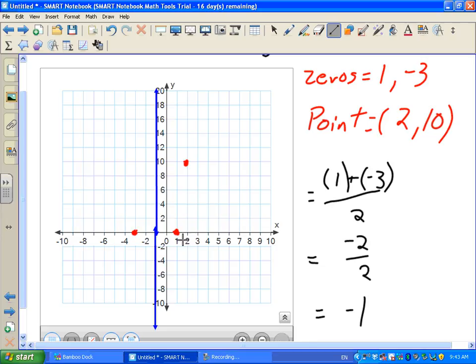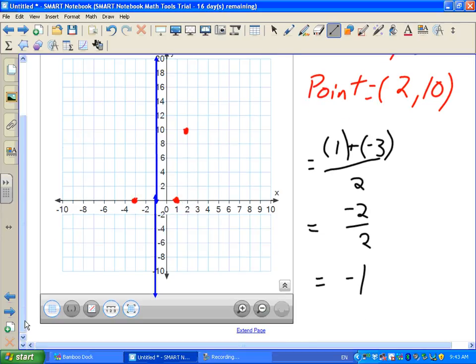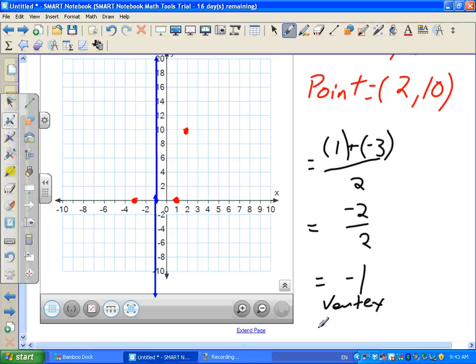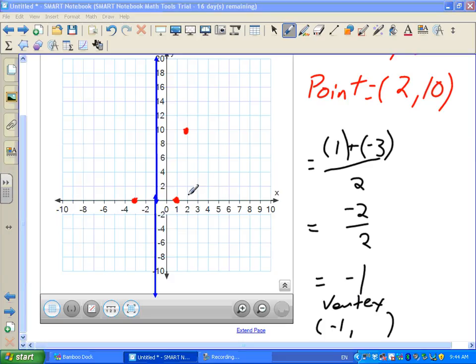So we know that our vertex, one of the points of the vertex, is going to be -1. That'll be our x. We're just going to be looking for our y now. Now, one of the things we can do is this is a step. We know there's 2 steps from the vertex over to our axis of symmetry. There's 2 steps both ways, in fact.